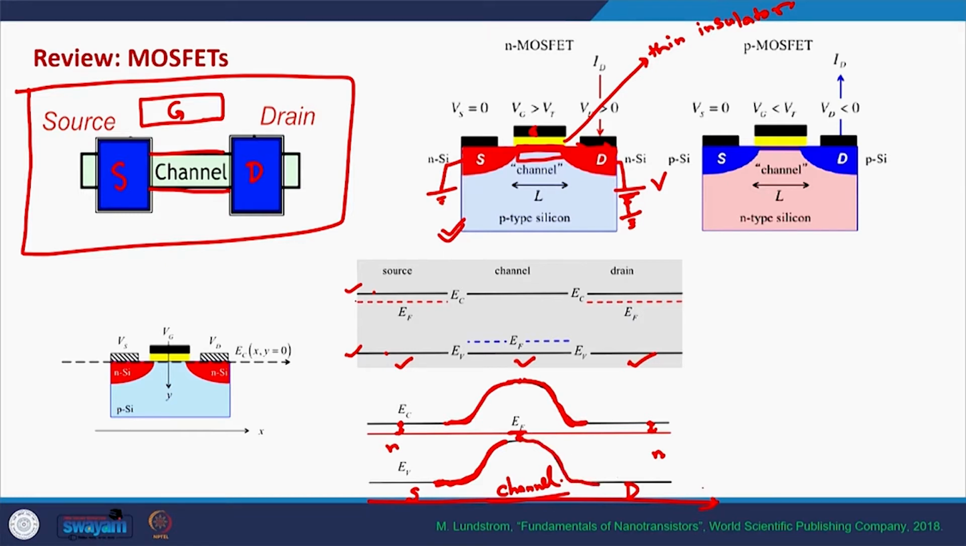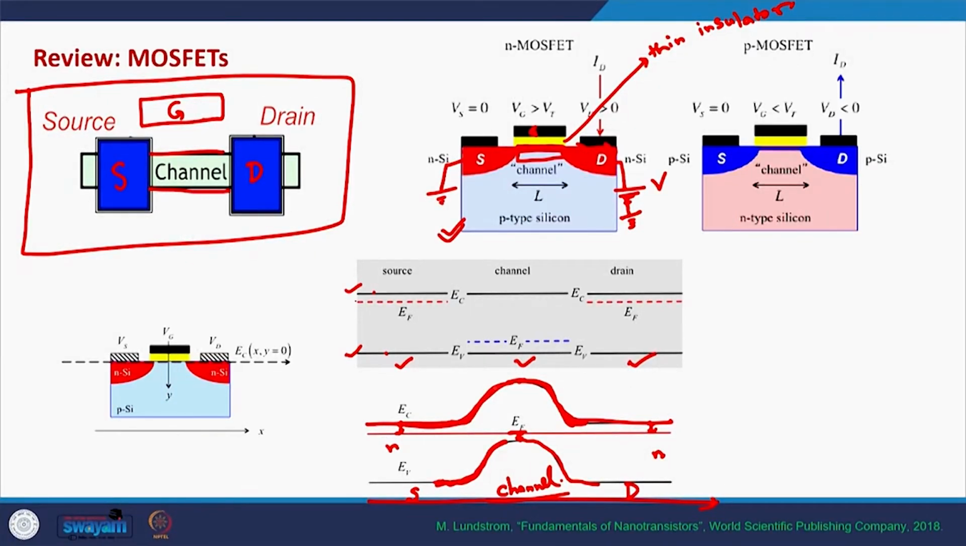So in this way, if we just look at the conduction band edge, we have this kind of shape. Initially there is a straight line like this, then there is sort of a barrier or a hill, then it goes down, and again we have a straight line.